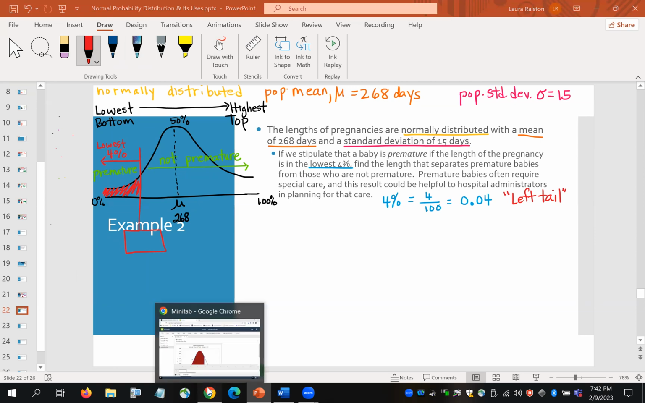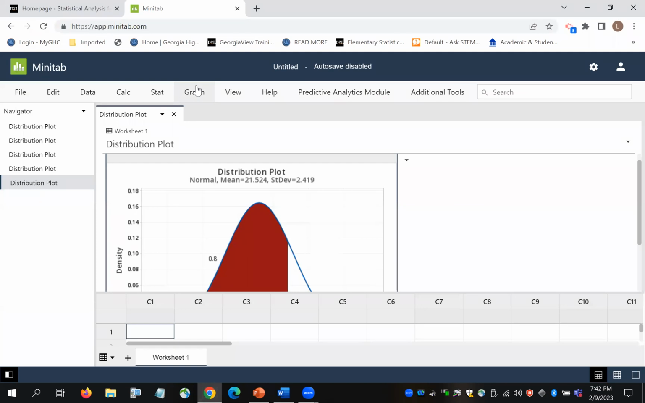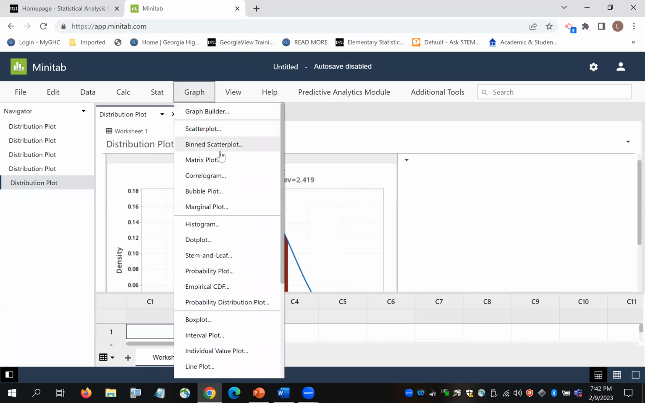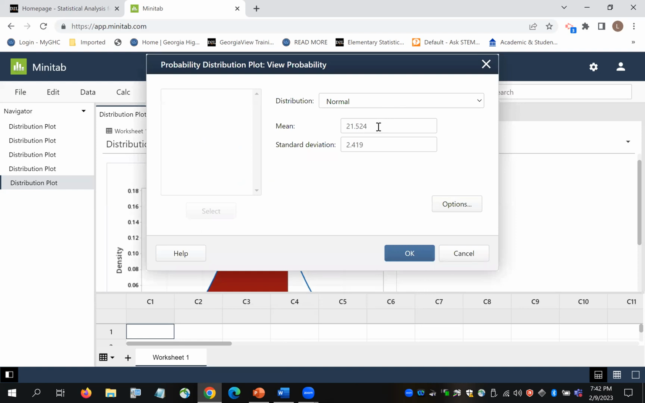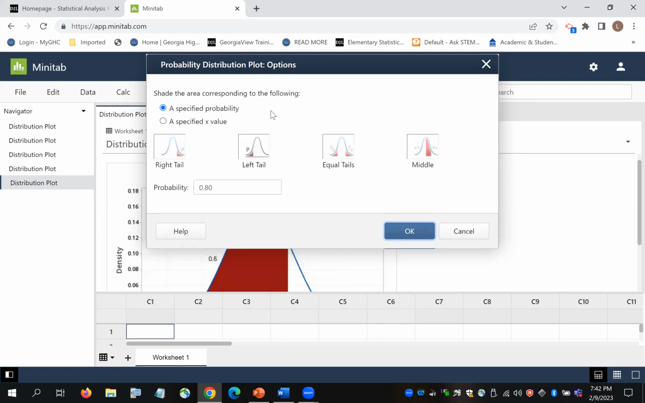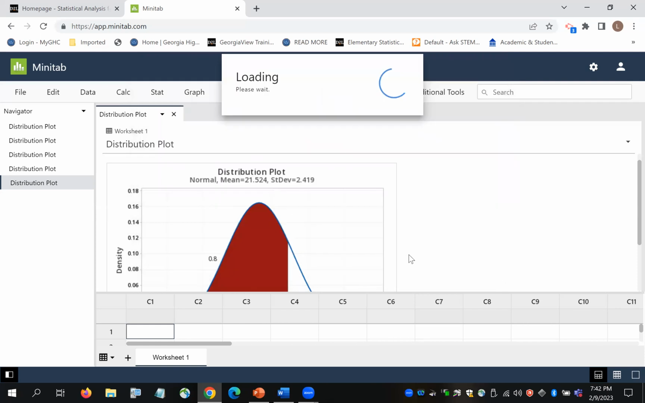I'm going to Minitab. Graph, probability distribution plot, view probability. It is normal. The mean was 268. The standard deviation was 15. I go to options. I have a specified probability that's on the left again, but it's only 4%. I click OK, and I click OK again.